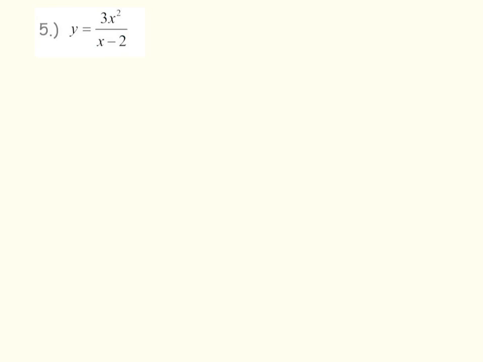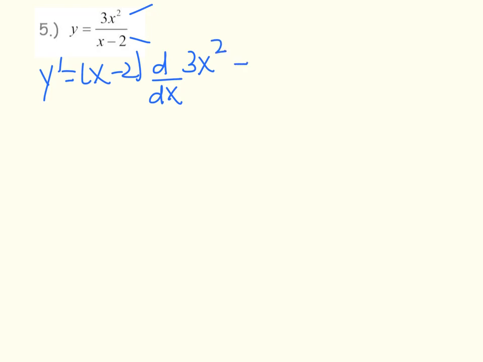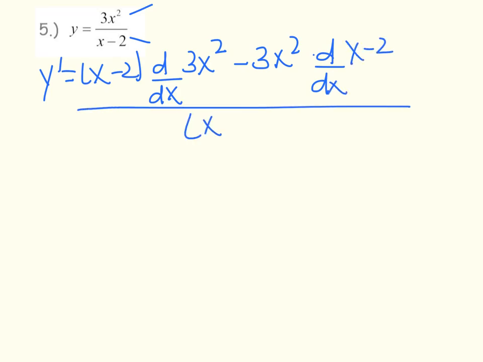So let's try this for one more. This is a quotient of two functions. My top function is 3x squared, and my bottom function is x minus 2. Quotient rule says take the denominator, which is x minus 2, and multiply that by the derivative of the numerator, so the derivative of 3x squared, minus numerator times derivative of denominator divided by denominator squared.